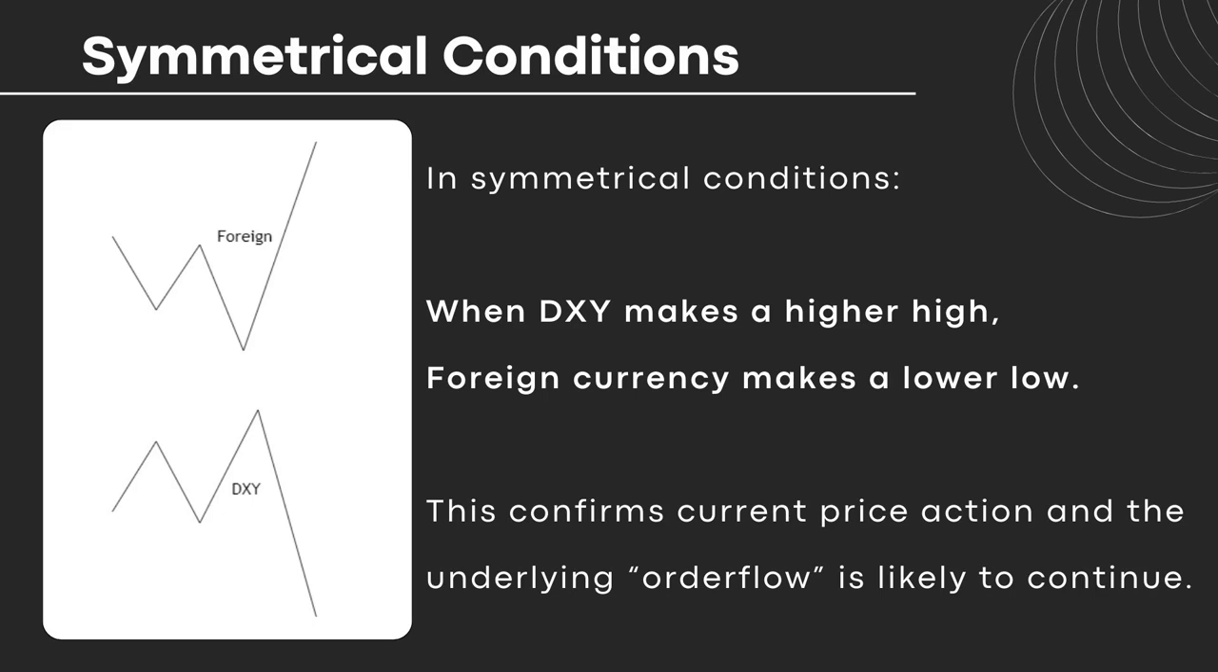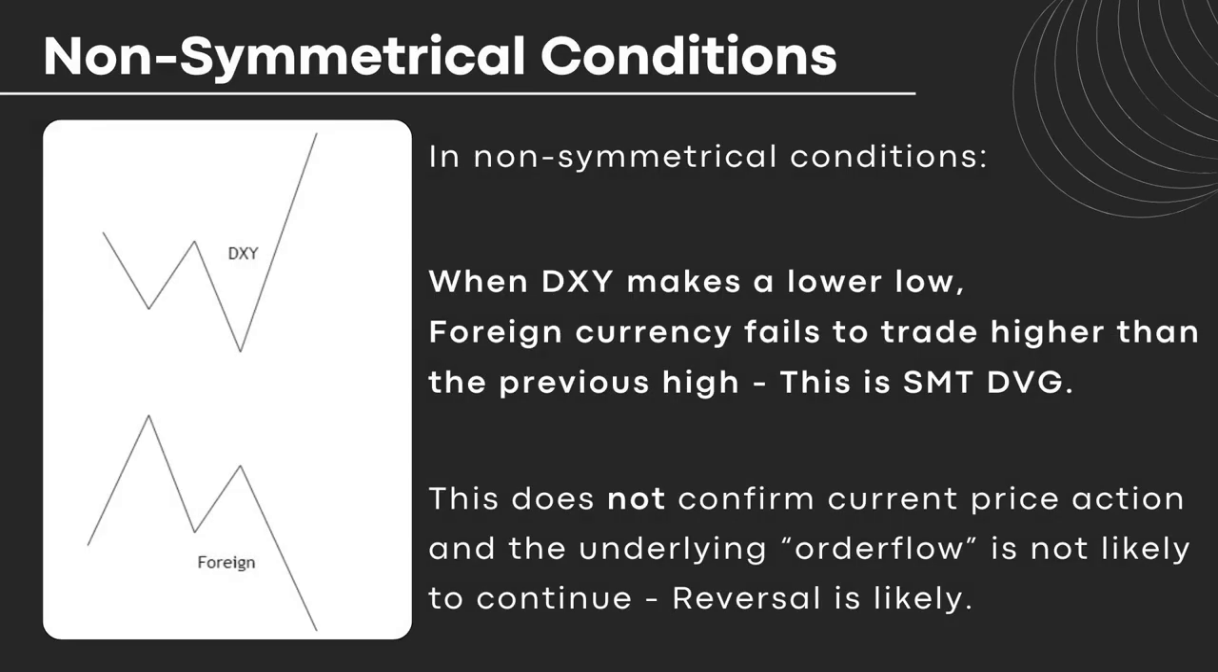Now let's move on and discuss non-symmetrical conditions, right? Once you go through this part, then you can understand the difference between the two types of condition, the difference between symmetrical and non-symmetrical conditions. So when there is a discrepancy or variation in the structure between two correlated assets, that suggests non-symmetrical conditions, right? And such non-symmetrical conditions can be used for different objectives, such as accurately predicting reversals and expansions of the markets and so on, right?